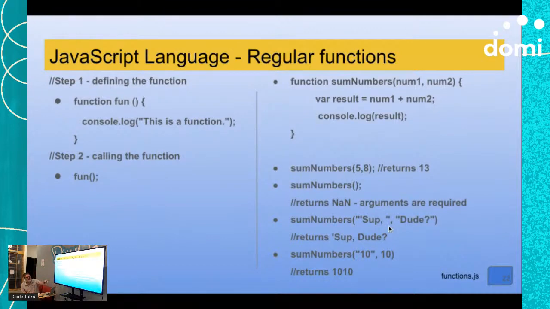All right, so what if I put in the arguments sup and dude? Now, those aren't numbers. We know that. I know that. I'm not a mathematical giant. Even I know that. This is going to return sup, dude, because it doesn't know the difference. Now, if I was trying to multiply together, I would probably get not a number. But because I have plus, plus is join text together, it'll actually spit it out.